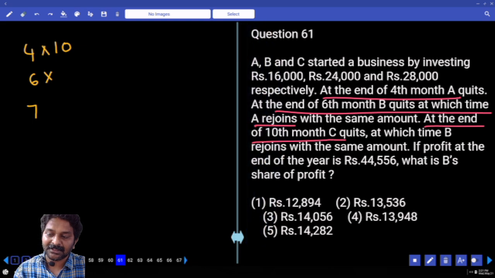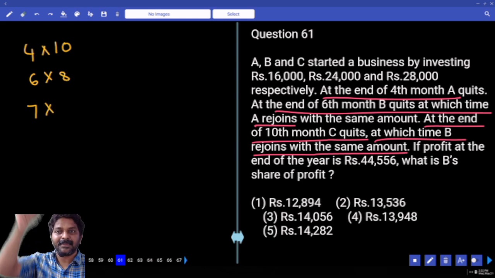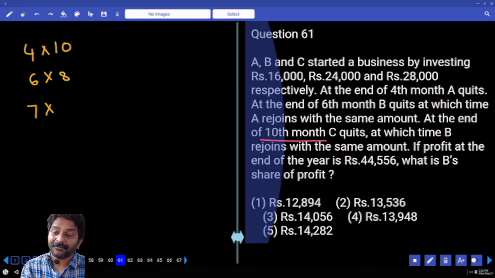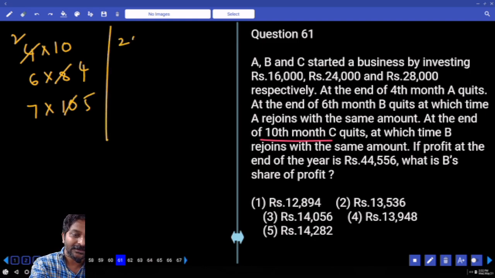At the end of the 10th month, C quits, at which time B rejoins with the same amount. B left after how many months? 6 months. And rejoined after? He is not there for that period, he is there for the rest. C is there from the beginning and left at the end of the 10th month. That means he is there for how many months? No more cancellations. 20, 24, 35. All are in terms of number of parts.